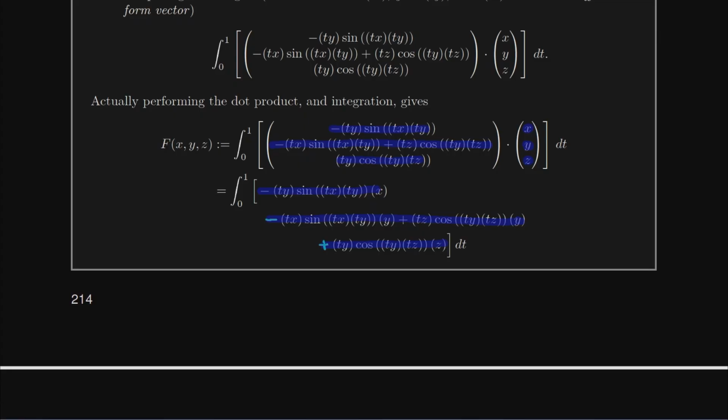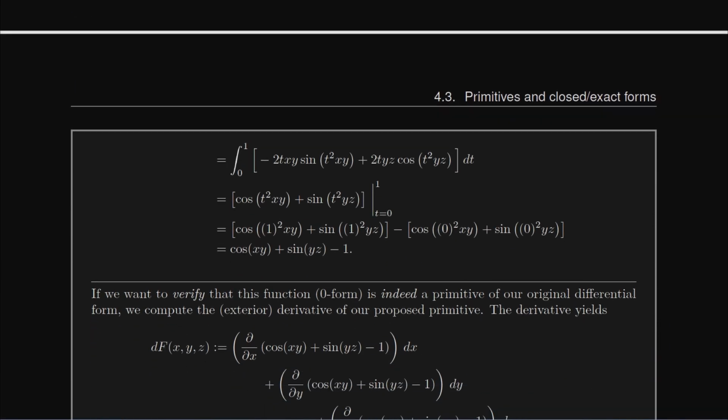I need to simplify. So if I simplify, I'm going to pay attention to some of the terms that are showing up. It looks like I've got something like tyz, tyz, both on cosine ty tz. And I also have txy, txy on negative sine tx ty. So I can simplify a little bit. When I simplify, I'm getting negative 2txy sine t squared xy, positive 2tyz cosine t squared yz. Wow, why is that really good the way things worked out?